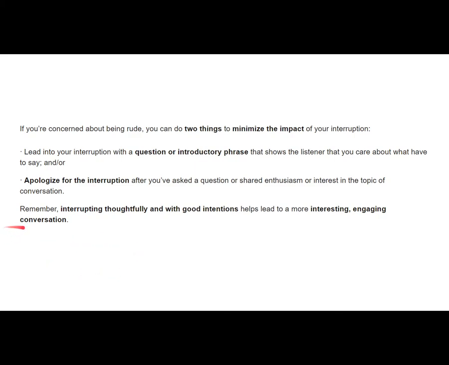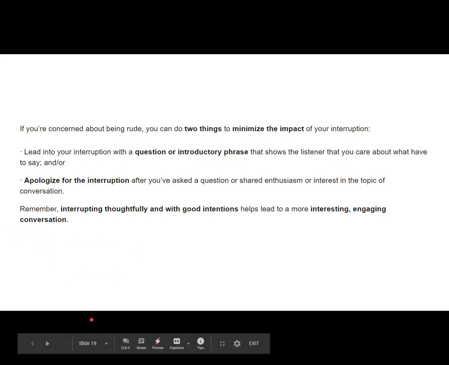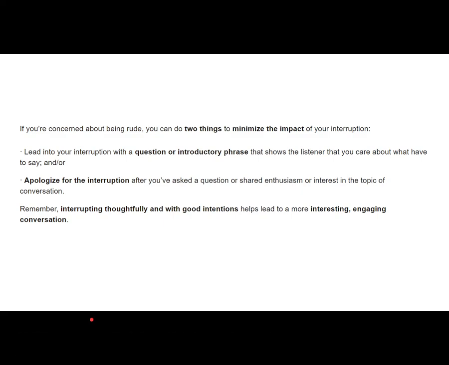Something to remember, that interrupting respectfully and thoughtfully with good intentions helps lead to a better conversation. Remember, it's a conversation, not a sermon, not a lecture. Conversations are two-way, are multi-way. Sermons and lectures are one-way, and that's something that we want to avoid in our conversations.